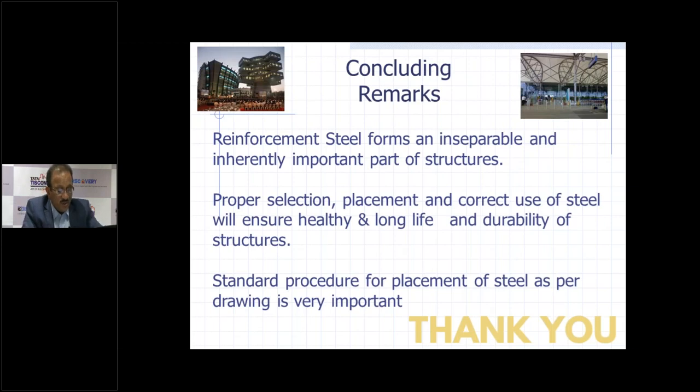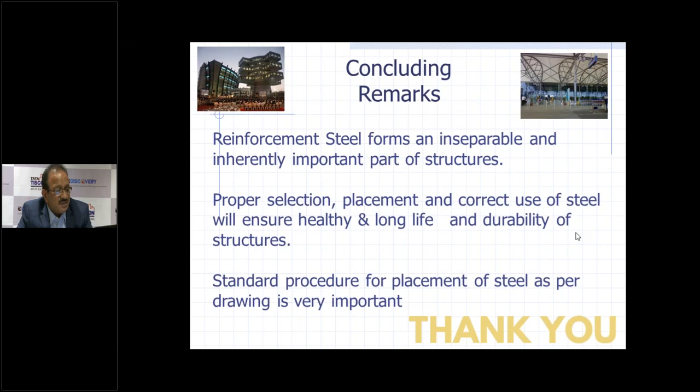So we have come to the end of my presentation. I have gone through my presentation, and I would like to conclude now. In conclusion, I would like to say that the reinforcement steel forms an inseparable and inherently important part of the structure. So we have to take care of the reinforcement in terms of the placement.